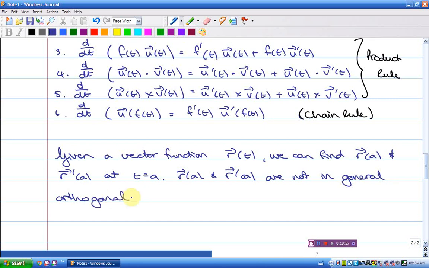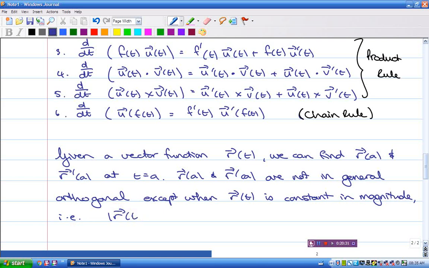And you can picture that. Given some squiggly curve, put a dot on the curve, draw an arrow from the origin to the dot, draw a tangential arrow to your curve. What are the chances that those two arrows are going to be orthogonal? Sometimes they will be and sometimes they won't be. In general, they will not be orthogonal except when r of t is constant in magnitude. In other words, the modulus of r of t is some constant.